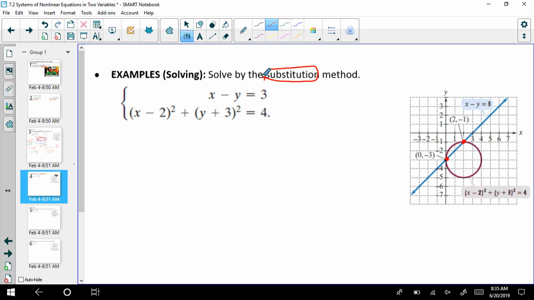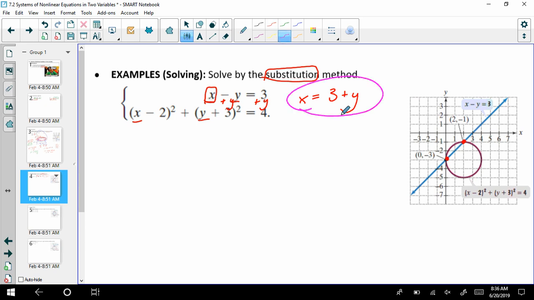So I would like to get something alone. So if I look at my variables, it doesn't matter which one I get alone, I would pick the one with the least amount of work. And this time, the one that catches my eye, I'm going to get the x alone. Okay, you don't always have to get y alone, you can get x or y alone. So I'm going to get x alone because the only thing I have to do is add y over. So I get x equals 3 plus y. And it's ready to go. It's done.